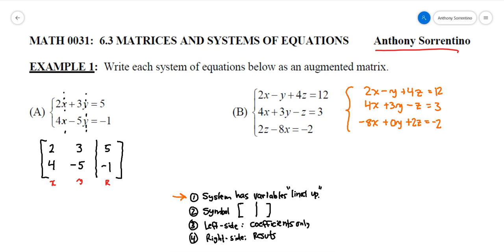And so this would be a good rewrite for my system of equations in order to come up with the augmented matrix. The augmented matrix for this would then be 2, 4, -8, making up my x column, -1, 3, and 0, making up my y column, 4, -1, and 2, making up my z column, and my results column would be 12, 3, and -2. And so that would be the augmented matrix for part B.